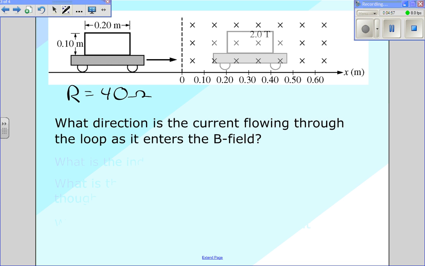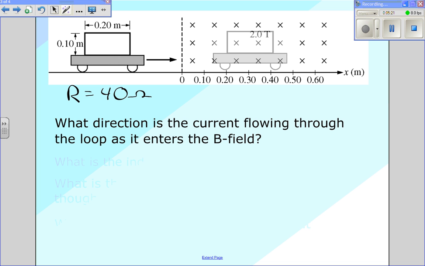So we go from a situation of 0 flux on the left to there is some flux on the right. So that is an increase in magnetic flux inward. Now, if you remember, that loop is going to want to oppose the change in flux. So if there's an increase in flux inward, this loop is going to create its own flux outward.